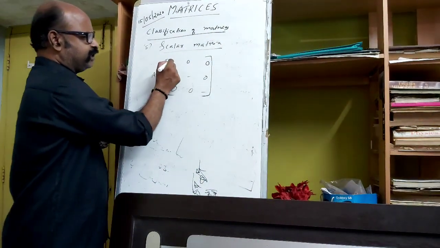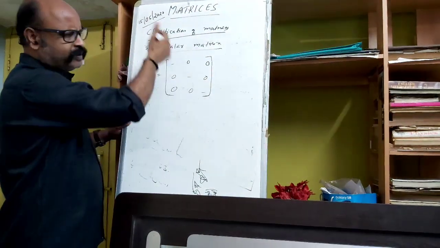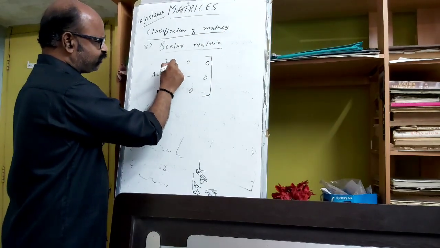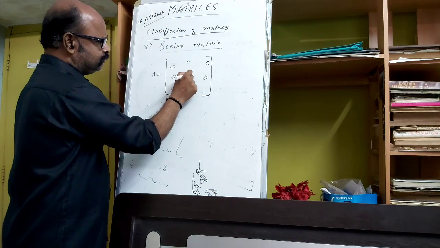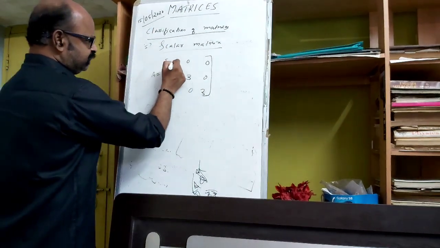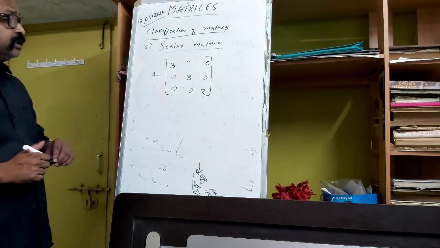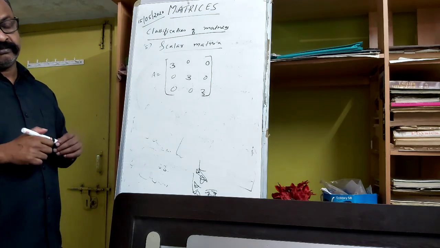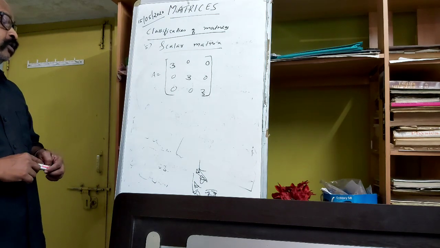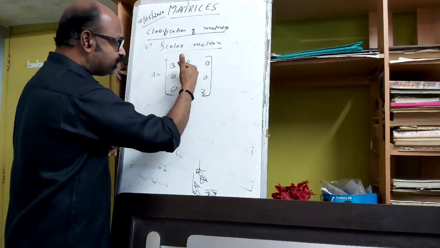You can write any numbers other than 0 as the principal diagonal elements. In the previous case you had taken -1, 5, something like that. And here I am taking, for example, 3, this also 3, 3. My first question: is it a square matrix? Yes, it's a square matrix because of equal number of rows and columns. Second question: is it a diagonal matrix? Yes, because all the elements except the principal diagonal elements are zeros.